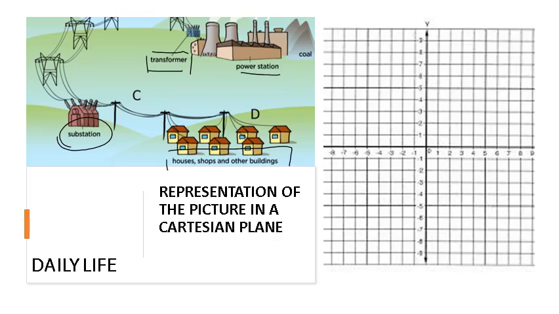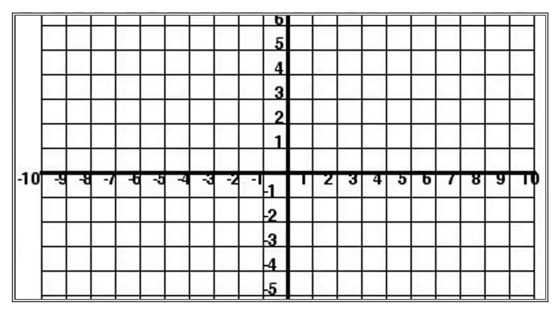Here, I am going to represent the same scenario on a graph sheet. This is my powerhouse and this is my transformer. The next point C is located over here, that is my substation. The house is located here as D. Now we can easily understand it. If I take this point as A and another point located here as B.